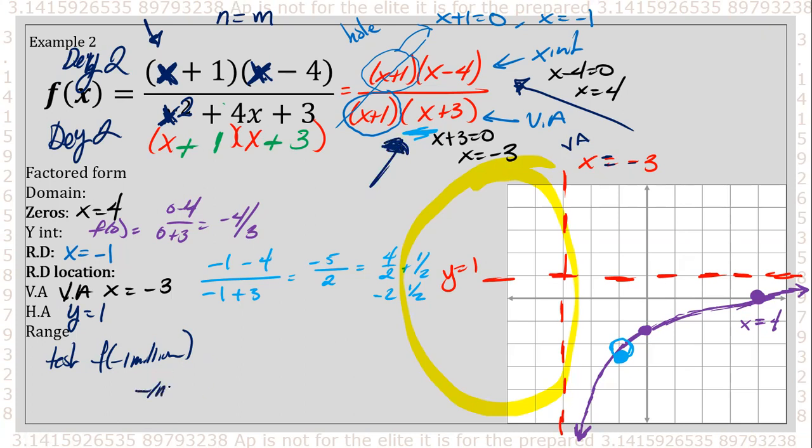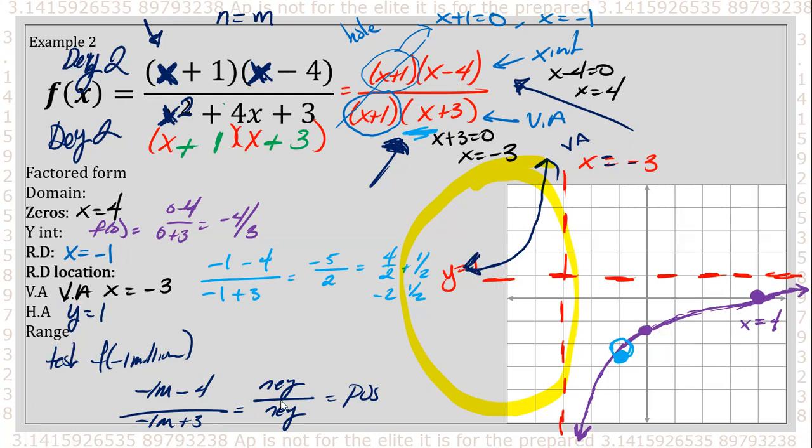So negative 1 million minus 4 divided by negative 1 million plus 3. So hopefully you're able to see that negative 1 million minus 4 is still negative. I don't care what the number is. And then in the denominator, negative 1 million plus 3 is still negative. And negative divided by negative is a positive. So my graph should be above like so. So this right here is my solution.